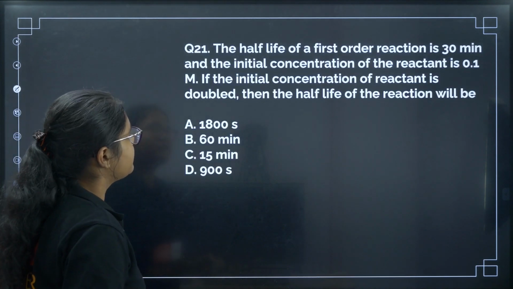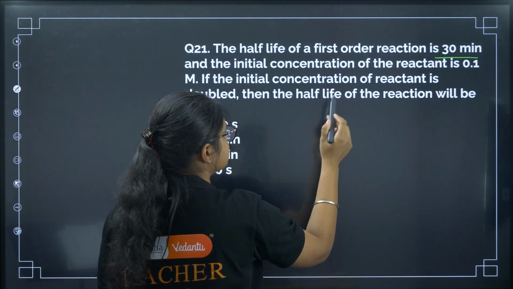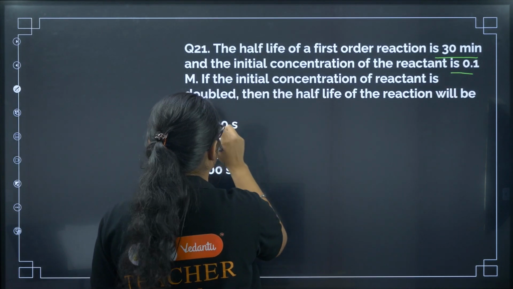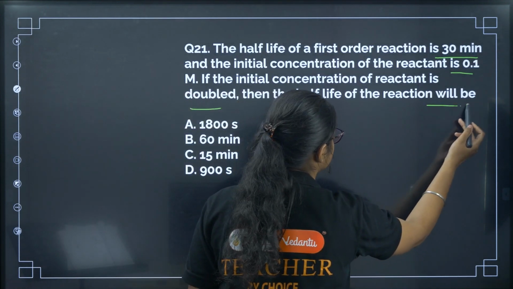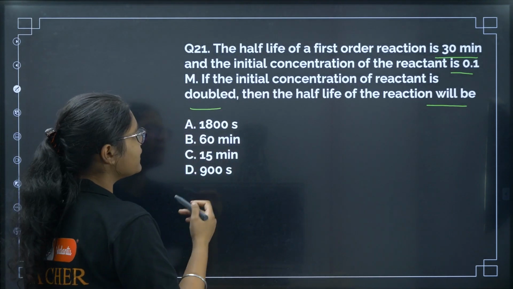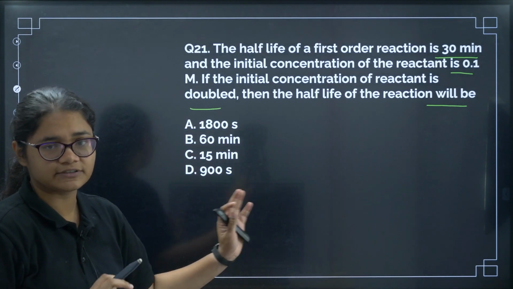Next one, the half-life of a first order reaction is 30 minutes and the initial concentration of the reactant is 0.1 molar. If the initial concentration of the reactant is doubled, then the half-life of the reaction will be. Okay, so let us see the question. The half-life of the reaction does not depend on the initial concentration, right, for a first order reaction.